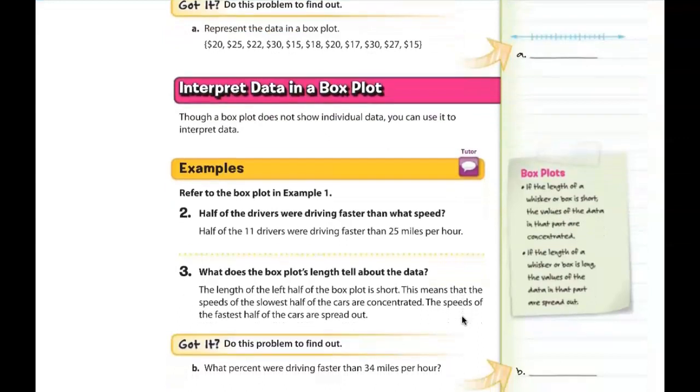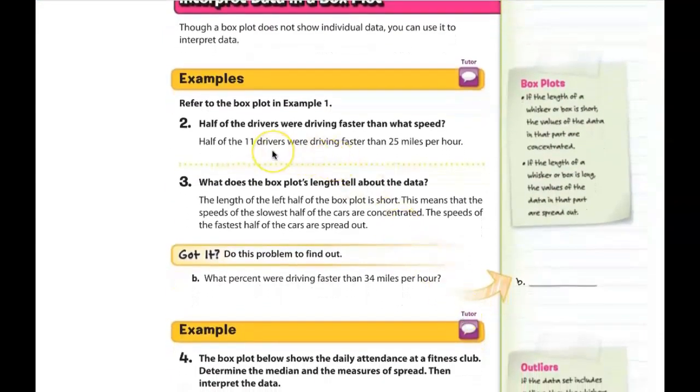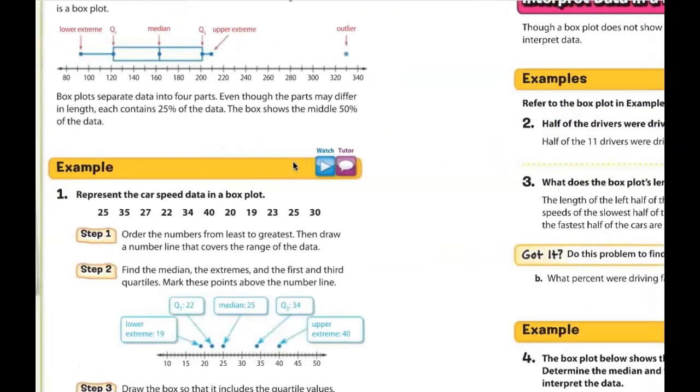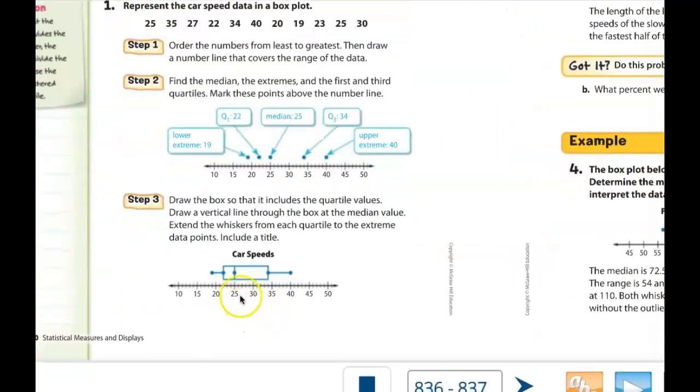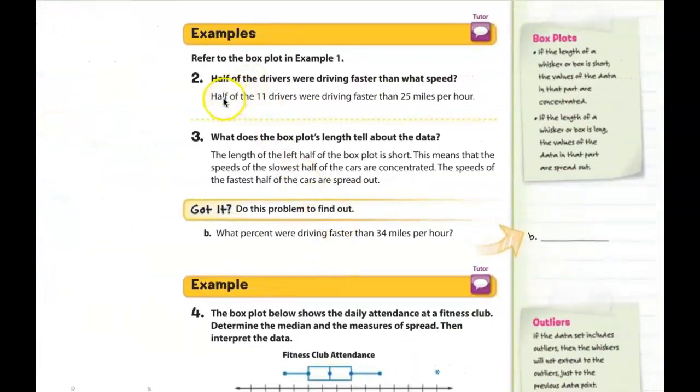Okay, so once you're able to draw a box plot, then you have to figure out, okay, what can I say about the box plot? So if we go back to the box plot on example 1, half of the drivers are driving faster than what speed? Okay, so halfway is the median. So the median is 25. So half of all the drivers were driving faster than 25 miles per hour. So that's exactly what it's saying. Half of the 11 drivers were driving faster than 25 miles an hour.